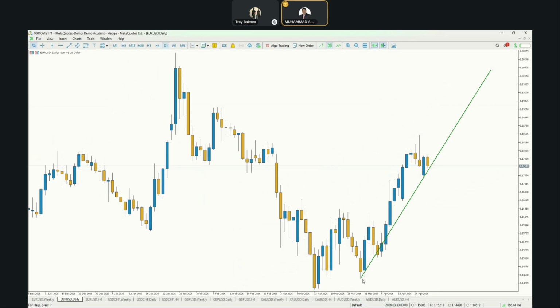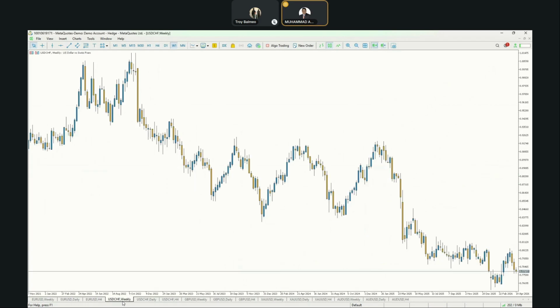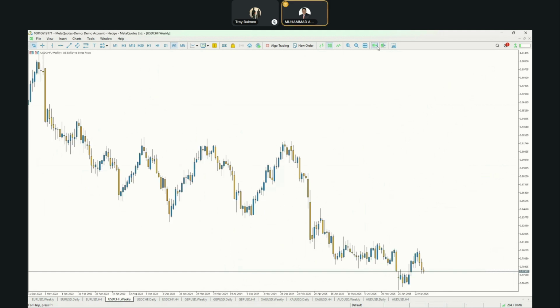Then we go over to the daily time frame, same story. The trend looks up over here. If we go over to a 4-hour time frame, we can draw a simple trend channel, and it looks bullish in euro dollar currency pair. Next one is the US dollar Swiss franc, USD Swiss franc currency pair.